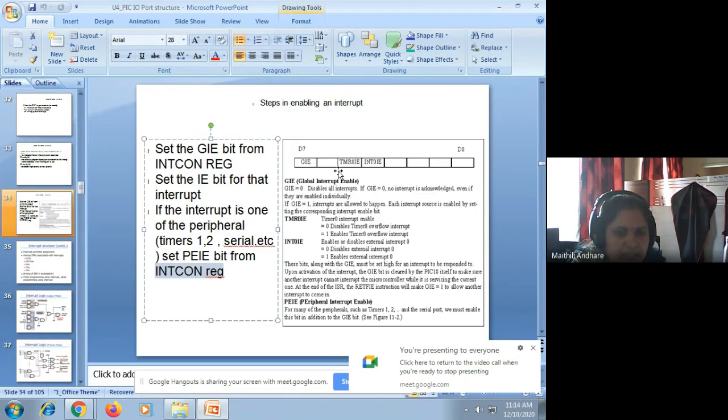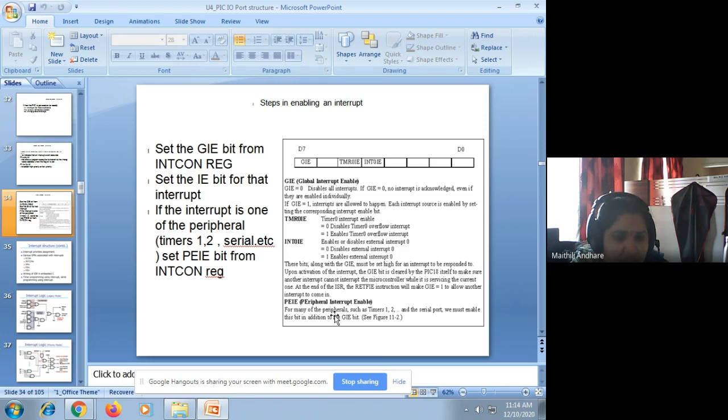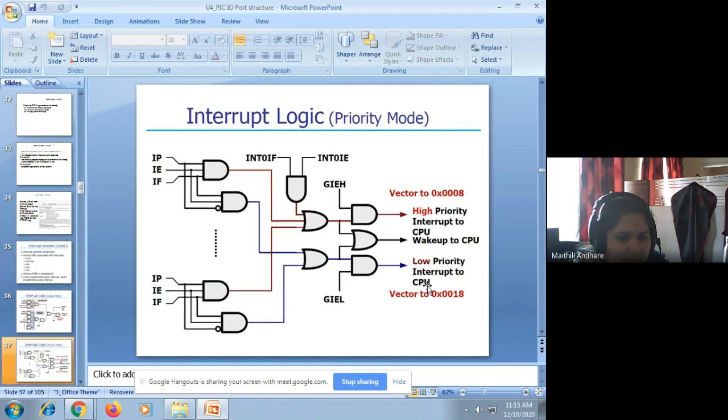Okay, then this is known to you, TMR0IE and INT0IE. So these 2 bits are available in this INTCON register, that is the timer 0 interrupt enable and external interrupt 0 enable bit. Means here, as I told, for each and every interrupt, an enable bit is available, a flag bit is available, and a priority bit is available. So that's why the number of bits is large as far as this interrupt structure is concerned. And the peripheral interrupt enable bit is also there. So we'll see the diagram, then you will get the idea.